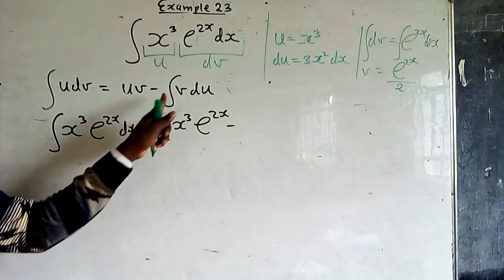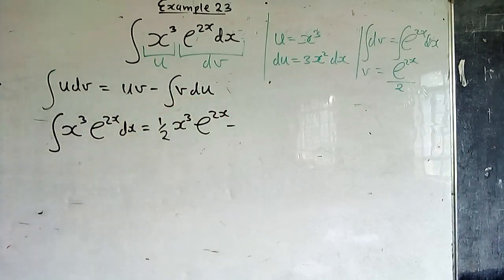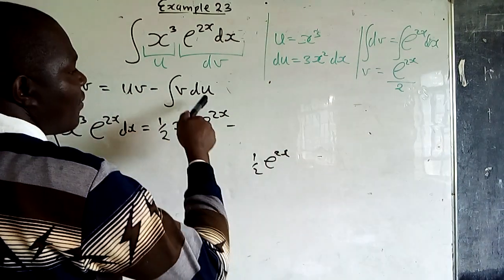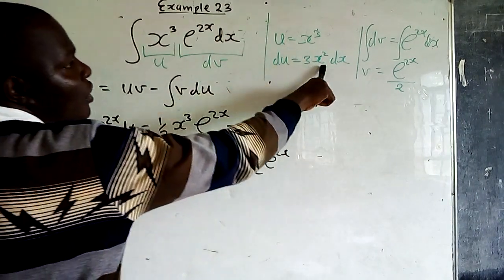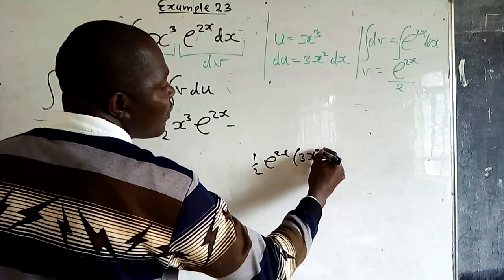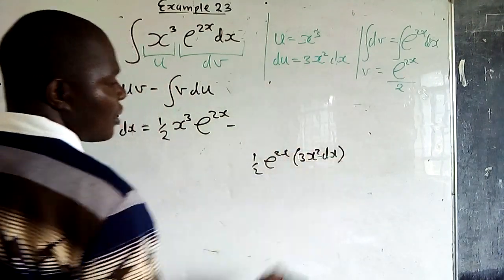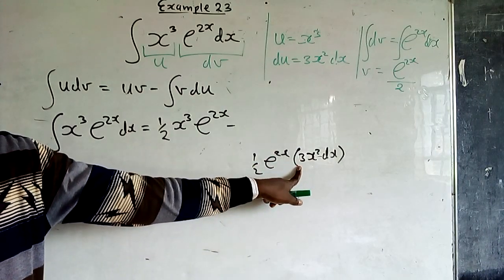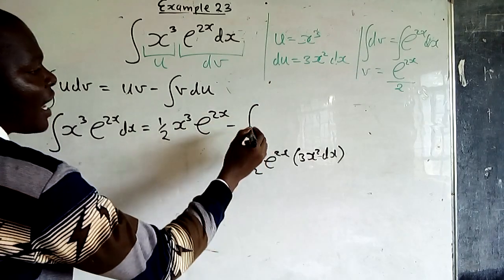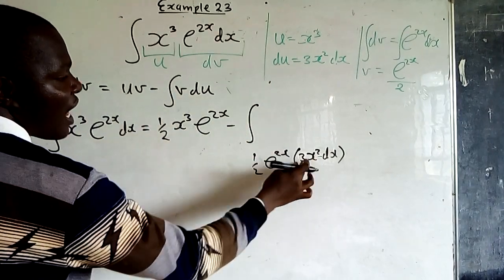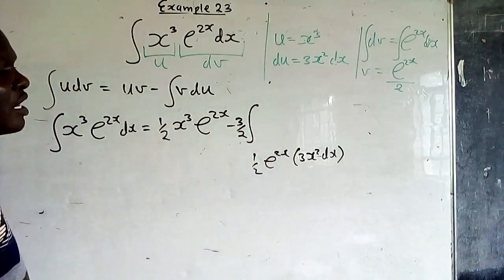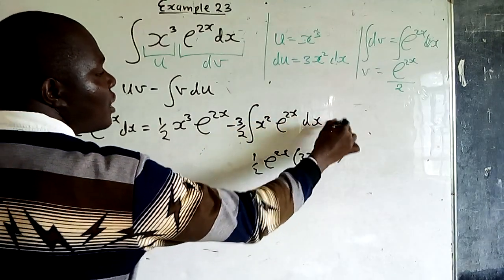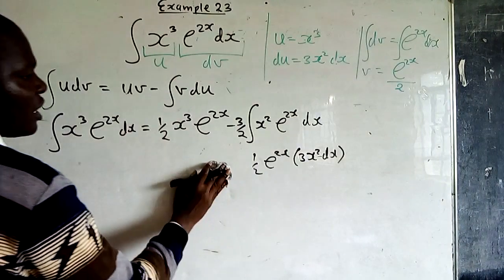Then minus integral of v du. What is v? V is a half exponential 2x. Then du is 3x squared dx. Are we together? Yes. So a half times 3 is 3 over 2. You put 3 over 2 outside, then here you remain with x squared exponential 2x dx, isn't it?